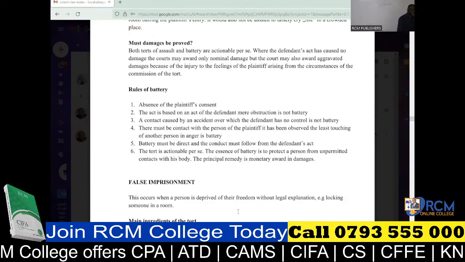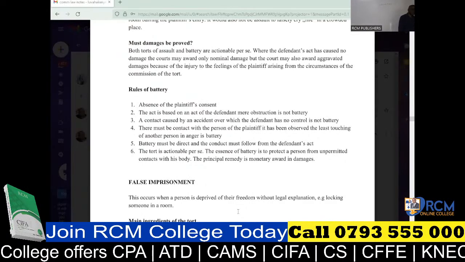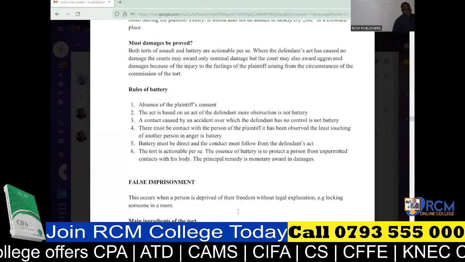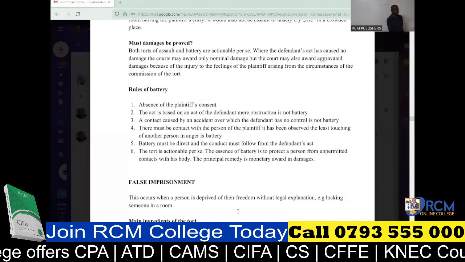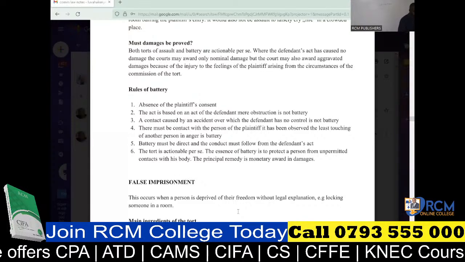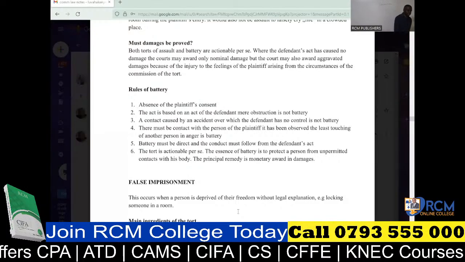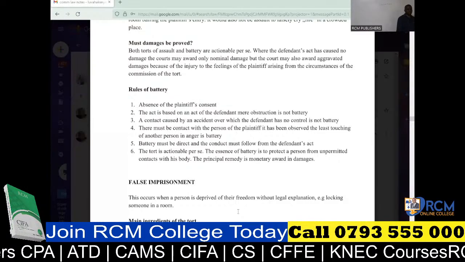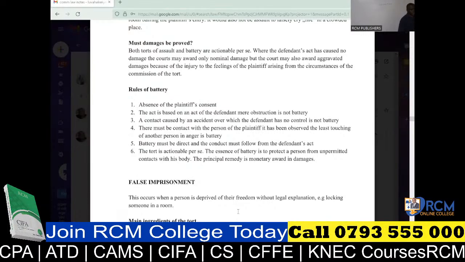A contact caused by an accident over which the defendant has no control is not battery. For example, if you accidentally step on another person's feet while moving around the street, that is accidental. You didn't do it intentionally, so there's no way that can be taken as being battery. There must be contact with the person of the plaintiff. It has been observed that the least touching of another person in anger is battery. It must be direct and the conduct must follow from the defendant's act. The tort is actionable per se, which in Latin means the way it appears.